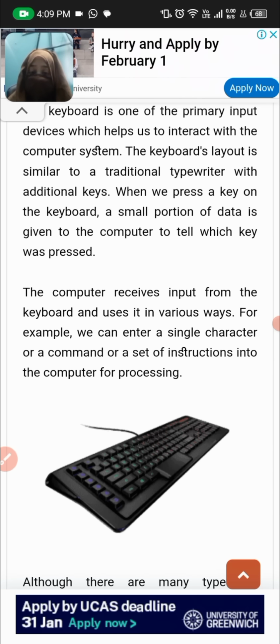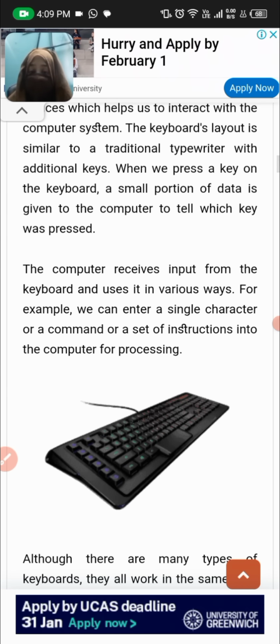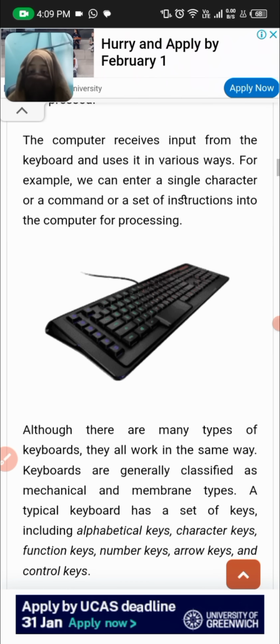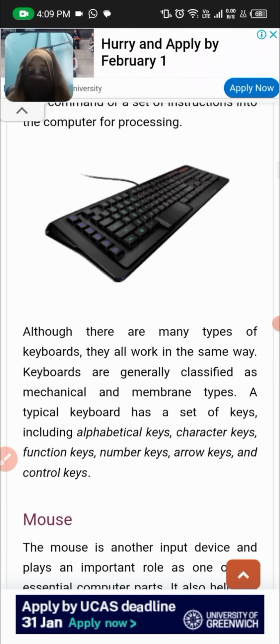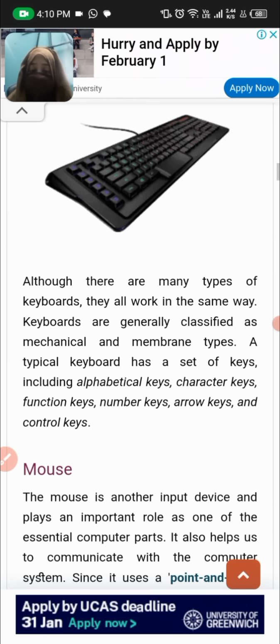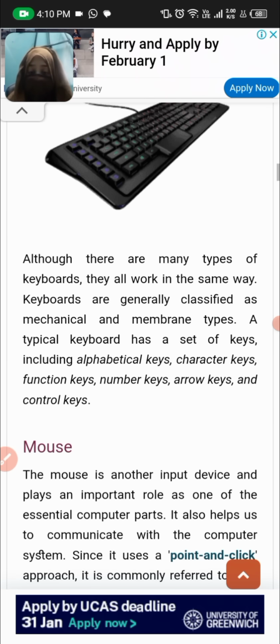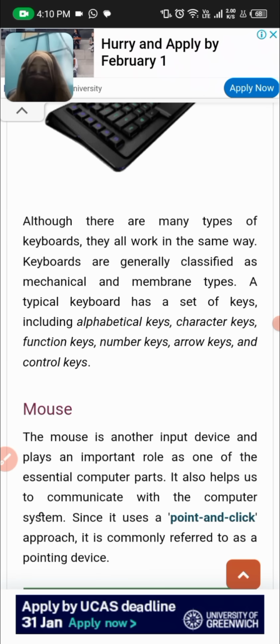For example, we can enter a single character or a command or a set of instructions into the computer for processing. Although there are many types of keyboard, they all work in the same way. Keyboards are generally classified as mechanical and membrane types. A typical keyboard has a set of keys which is alphabetical keys, character keys, function keys, number keys, arrow keys and control keys.